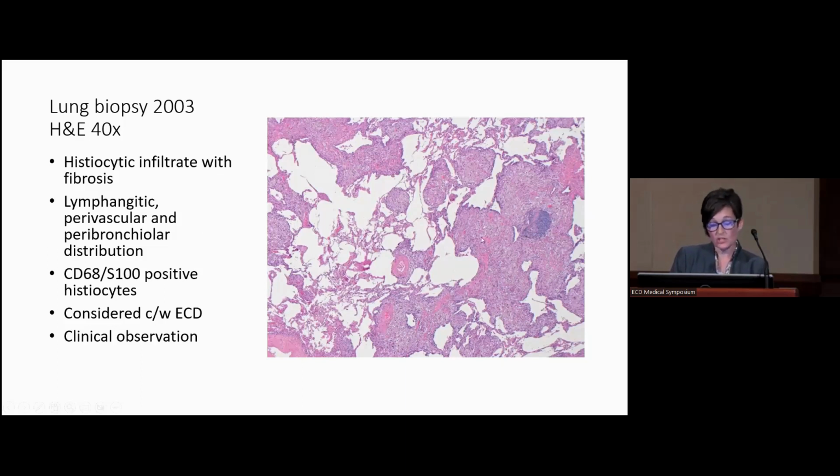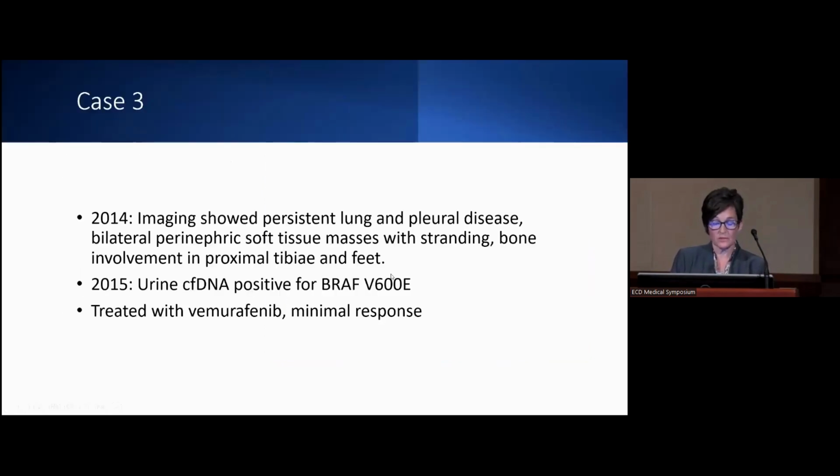So it has a lymphangitic, perivascular, and peribronchial distribution. At that time, stains were done for CD68 and S100, and they were reported as positive for both. So it was considered most consistent with ECD. Because the patient was asymptomatic, clinical observation was the course.